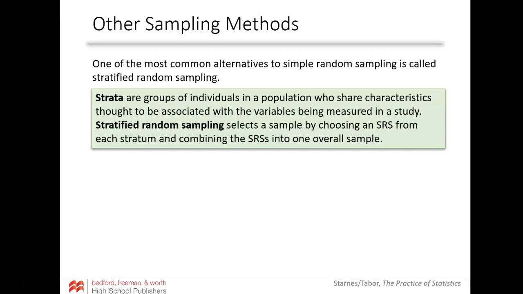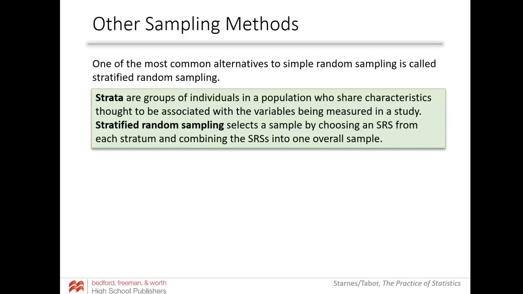So strata are groups of individuals in the population who happen to share characteristics and might be associated with what we're actually measuring. So if you think of your school, maybe you want to group certain students together, maybe by class. Maybe you want a strata of freshmen, a strata of sophomores, a strata of juniors, and a strata of seniors because their response to my survey might be different based on what grade level they're in. Maybe freshmen don't care about the parking lot because, darn it, they don't drive. Things like that. So a stratified random sampling selects a sample by choosing an SRS, but within the stratum.